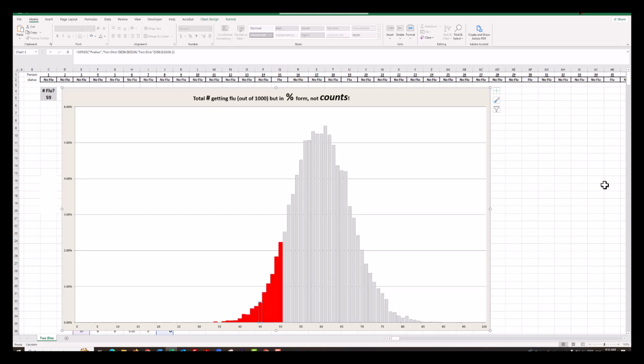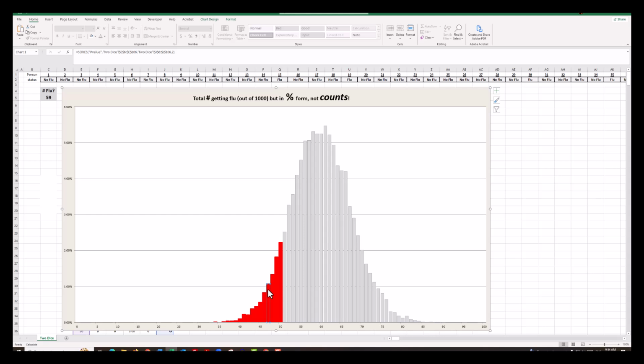Okay, my friends, I think this is enough data. We've run plenty of trials. So the idea is I want to break down why we have to add up these red probabilities. Why can't we just look at the single 50 out of 500 result? Why do we have to look at 50 and 49 and 48 and 47 all the way down into the tail?